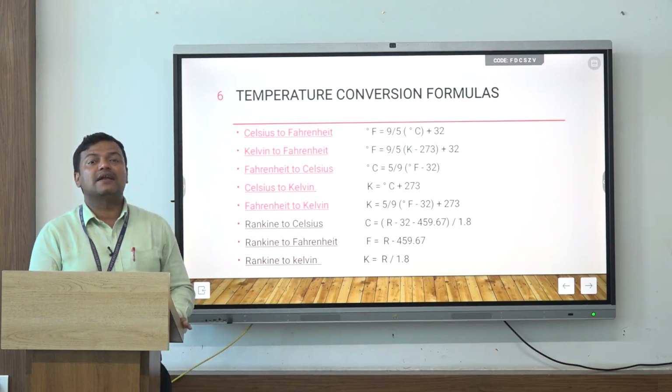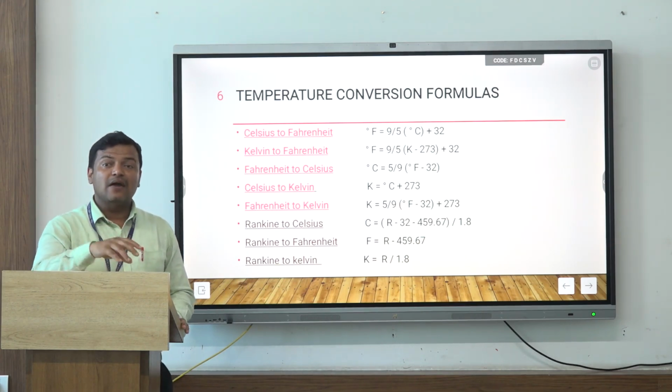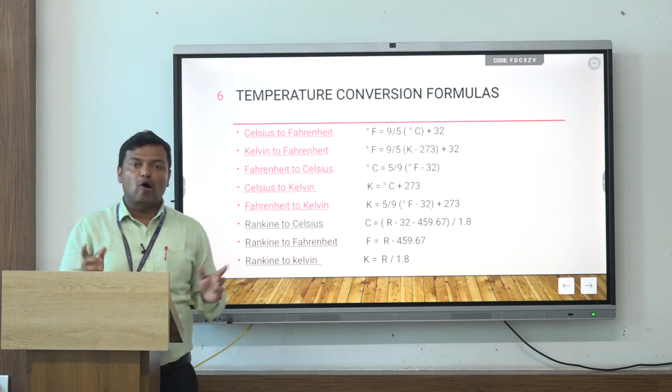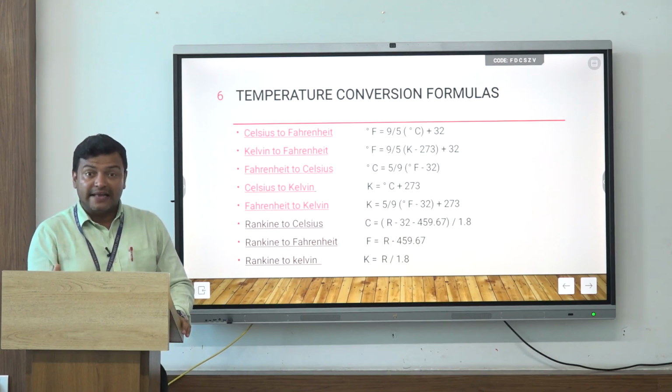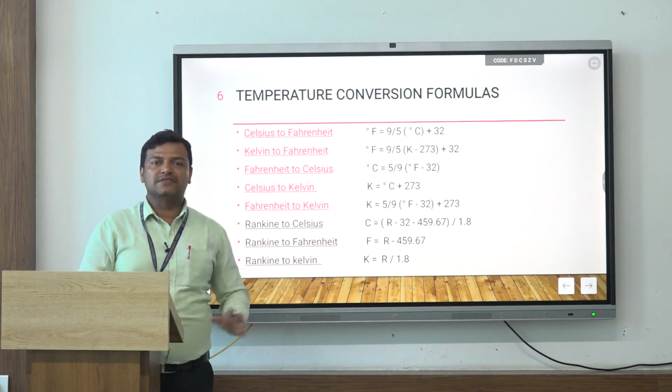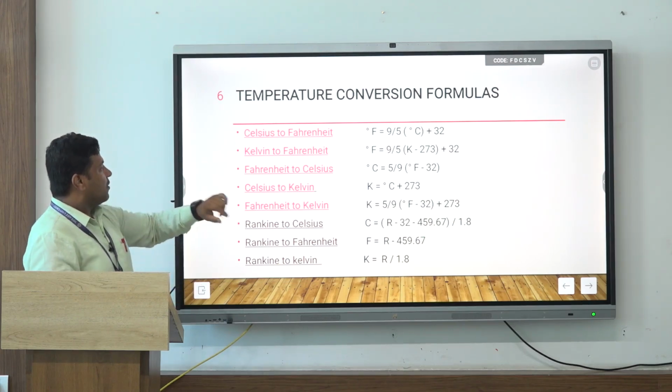There are various international scales. Various commodities are measured by various scales. Suppose we want to bring all the scales, all the degrees, onto one platform. For that purpose, these conversion formulas are useful. Okay, we'll see them one by one.